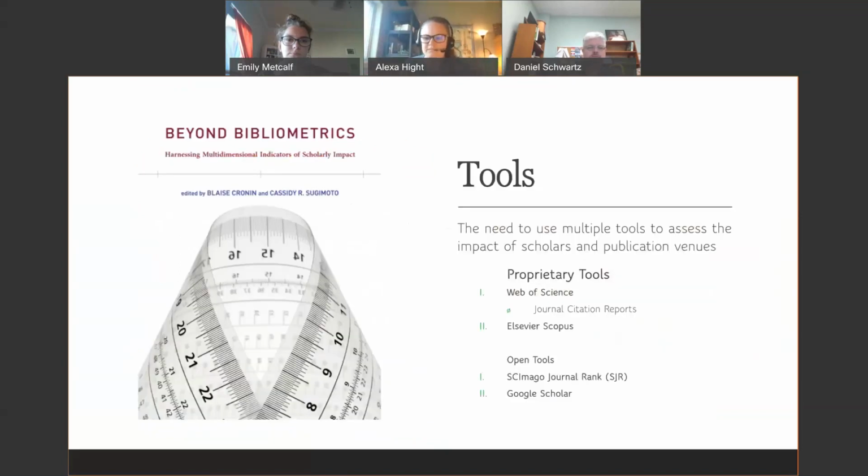And then, of course, the problem is that you have to have these tools and you have to have access to these tools. So proprietary tools, Web of Science and Elsevier Scopus, are two proprietary tools. TAMUCC subscribes to Web of Science. We do not subscribe to Elsevier Scopus. And then again, there are open tools, the SJR, which again, their data comes from Scopus. So even though the tool itself is open, the data that they're getting is closed, and you can't look at that unless you subscribe to Elsevier. And Google Scholar, which of course we could talk about issues with Google Scholar and their algorithms and whether or not it's open and fair and all of that.